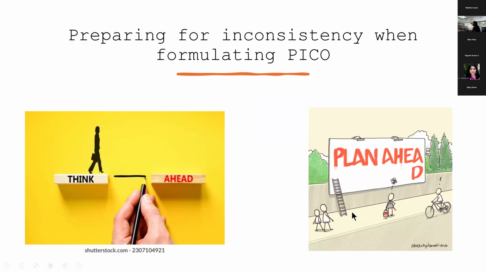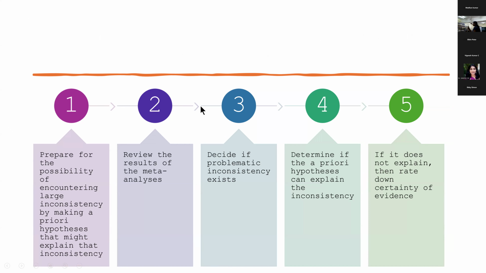Now, when you prepare for inconsistency when formulating PICO, it's very important that you think ahead and plan ahead. There is no point in you finishing the meta-analysis, looking at the results, and then realizing, oh no, there is some inconsistency. Before you face inconsistency, you should actually think ahead and plan ahead when you're formulating the PICO. That's very important. So this is the core GRADE advice.